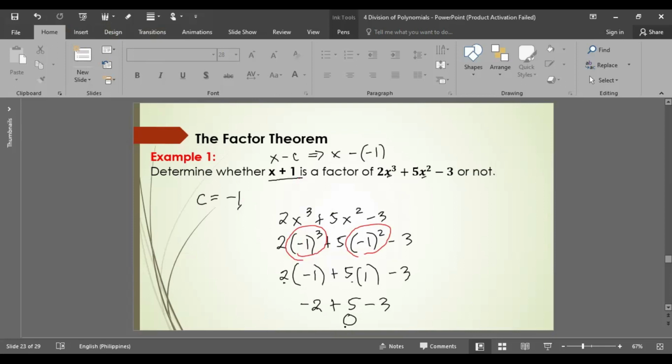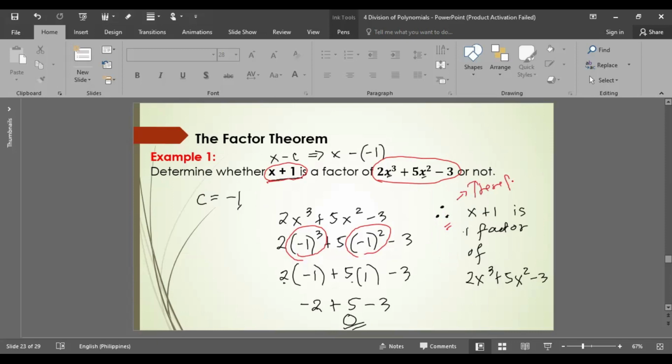So since we get 0 here, we can say that x plus 1 is a factor of 2x cubed plus 5x squared minus 3. Therefore, x plus 1 is a factor of 2x cubed plus 5x squared minus 3. We use 3 dots for therefore. Okay? So as simple as that, class.